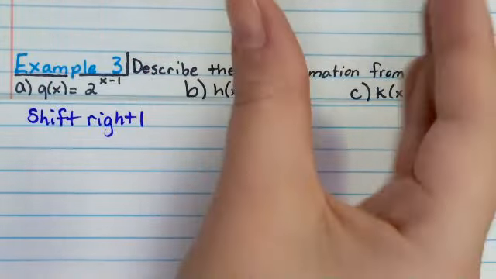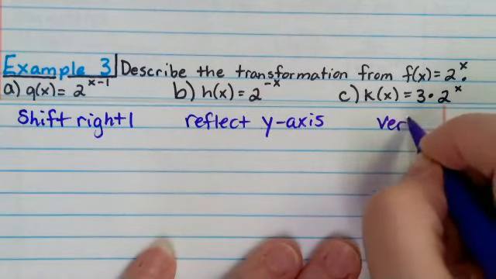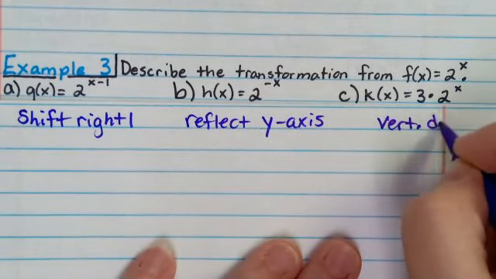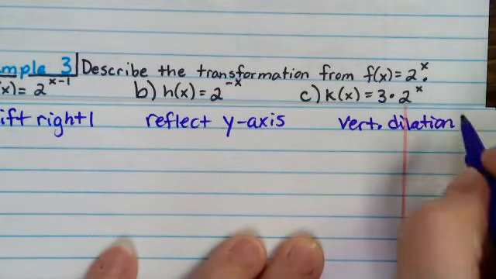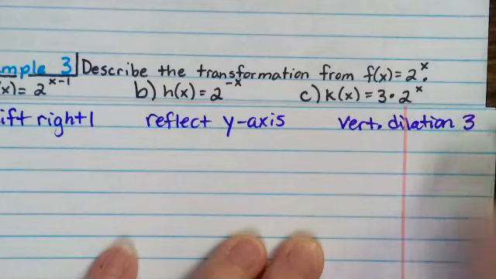All right, this last one, we have a number that's being multiplied times 2 to the x, and that right there is a vertical dilation. And remember, with vertical dilations, you don't have to do anything weird. It's just by 3. Okay, so just vertical dilation of 3.